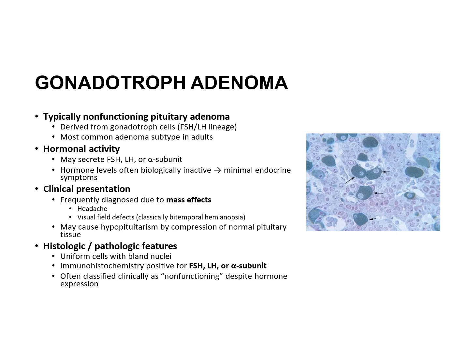Instead, they show up with mass effects. Headaches are common, and if the tumor grows upward, it can compress the optic chiasm, giving us that classic bitemporal hemianopsia. Over time, compression of the normal pituitary can lead to hypopituitarism. So paradoxically, a tumor that technically produces hormones may cause hormone deficiency overall.